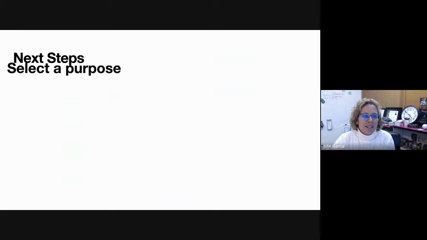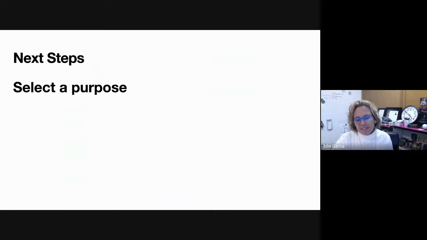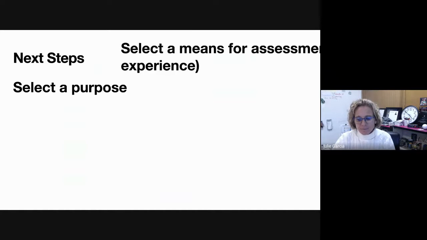But as we're talking about next steps for formative and summative assessments, I think it's really important that we select a purpose. We don't just give an assessment for giving the assessment. We want to know what kids know. We want to know what they need next. We want to know how to guide our lessons. So don't just give the formative assessment to give it. Use it, or give it and use that information to provide next steps.